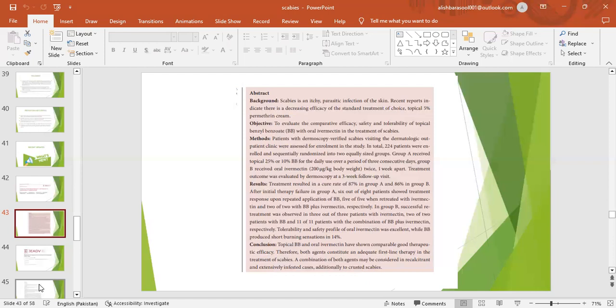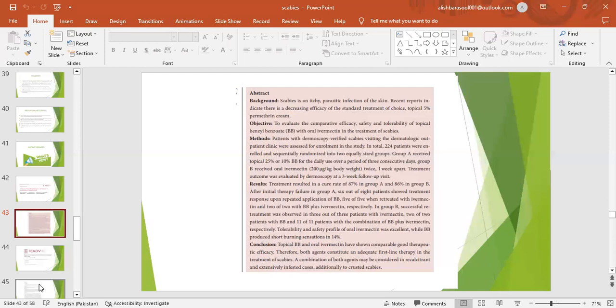Results: treatment resulted in a cure rate of 87% in group A and 86% in group B. After initial therapy failure in group A, 6 out of 8 patients showed treatment response upon repeated application of benzyl benzoate, 5 of 5 when retreated with ivermectin, and 2 of 2 with BB plus ivermectin, respectively. In group B, successful retreatment was observed in 3 out of 3 patients with ivermectin, 2 out of 2 patients with benzyl benzoate, and 11 out of 11 patients with the combination of BB plus ivermectin, respectively.